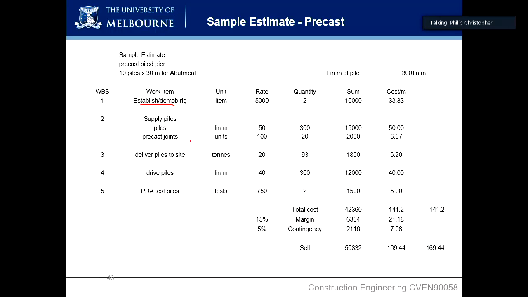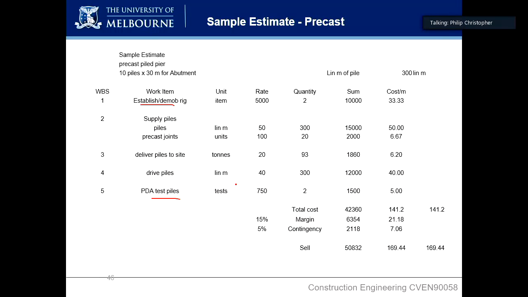The joints for the piles are expensive. The concrete itself, the reinforcement, all have costs associated with it. If you're doing tests on them, that costs as well. So they need to be included. We typically add a margin, because the idea of a piling contractor is to actually make some money, and some contingency in case things go a little bit wrong.